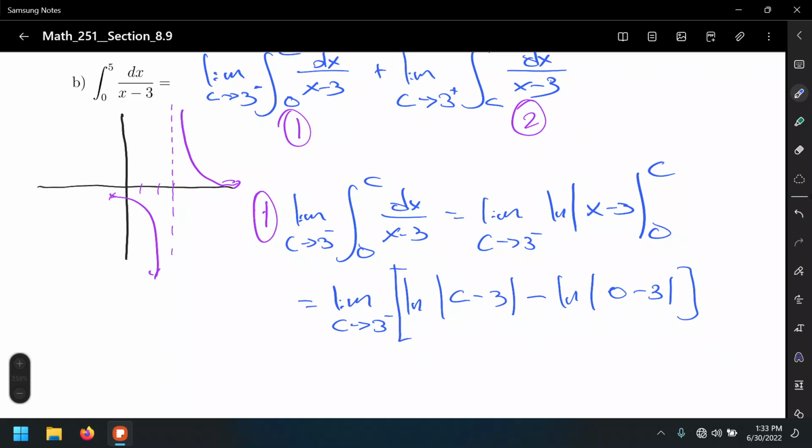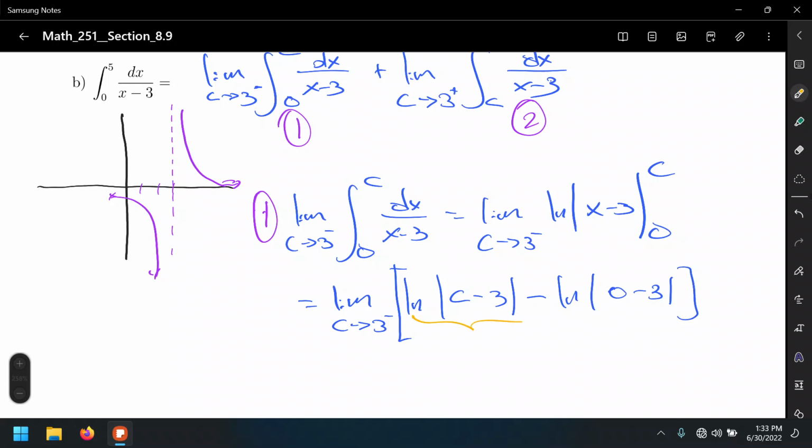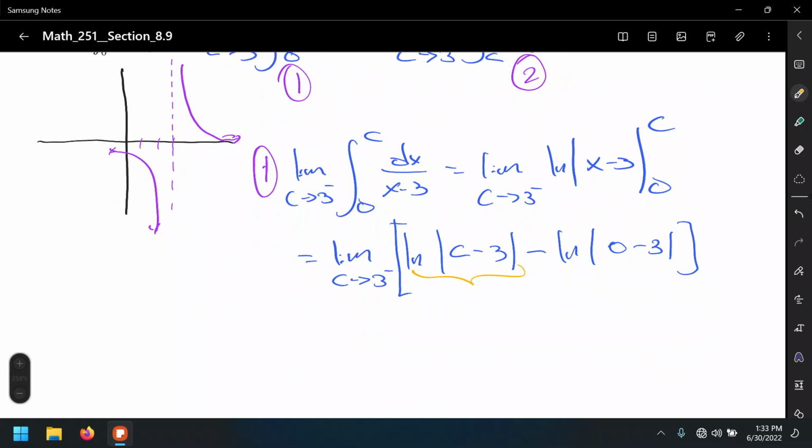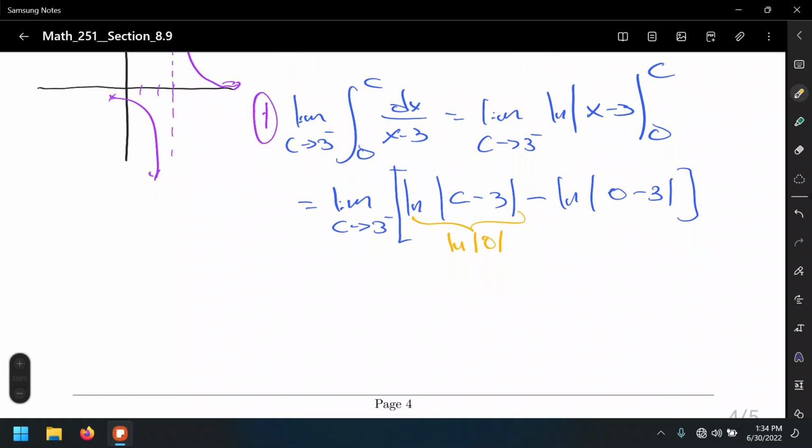Okay, let's see what happens here. This is where it gets a little bit tricky. Here we're going to get ln of 3 minus 3. That's basically ln of 0, isn't it? But what's ln of 0? You go to the right for possible. Let's look at the graph of ln. How about that?